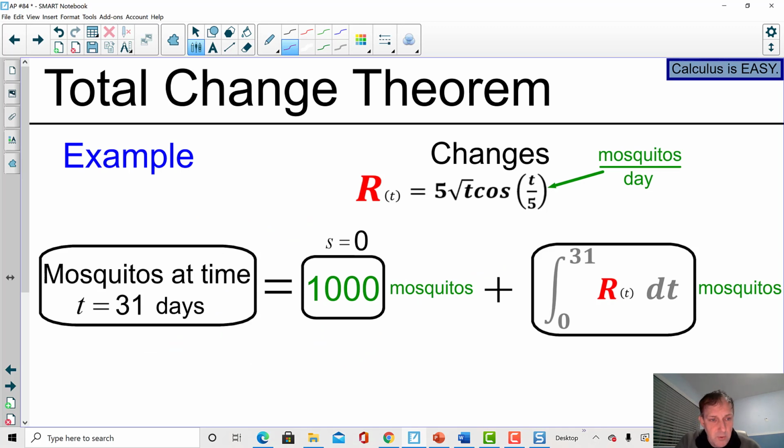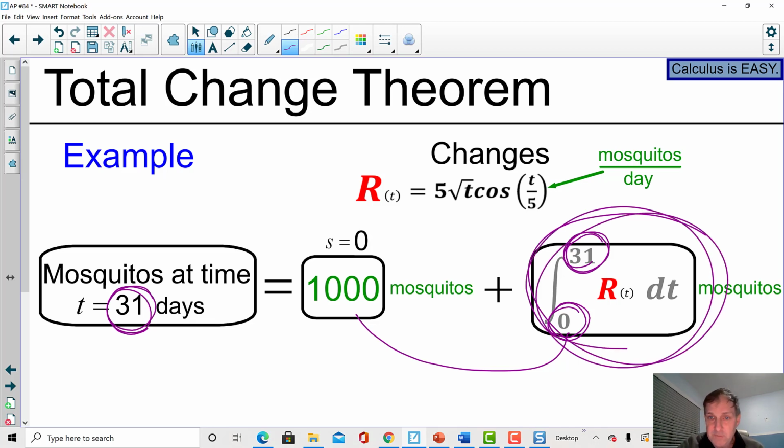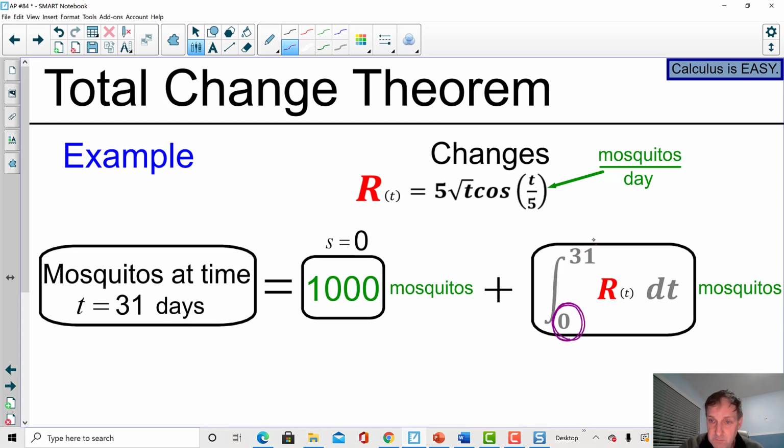So we just looked at an example where the amount of mosquitoes that we had at the ending time, so that'd be at this ending time right here, is going to equal the amount of mosquitoes that you had at the starting time, so that would be when your time was t equals 0, plus all the changes. Now there was a function that described the changes, but we just wanted the changes on the interval from 0 to 31. So we did the integral from 0 to 31 of our rate function. And because our rate function had units of mosquitoes per day, when we did the integral, it canceled one of the units of time from the bottom. So our final units were mosquitoes for that piece.